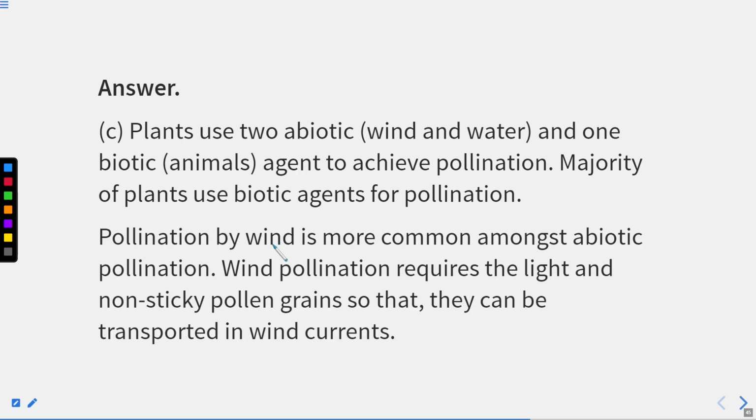Pollination by wind is more common among the abiotic pollination. If you talk about abiotic pollination, we have already talked, it can take place with the help of wind and water, but pollination by wind is more common. Wind pollination requires the pollen to be light and non-sticky, so that it can fly in the air and be transported in wind currents.